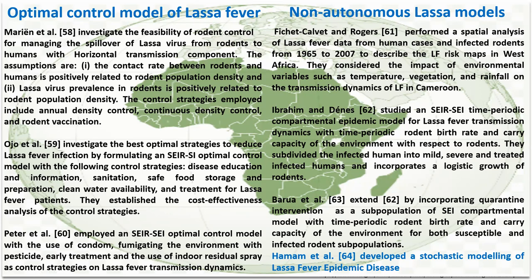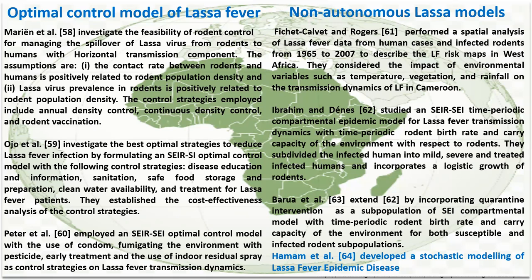Then Ibrahim and Dinas also studied a time periodic model. In their model, they consider an SIE model for the human population and an SEI model for the rodent population. They consider that the rodent birth rate is periodic. They also consider that the carrying capacity of the environment is periodic with respect to the rodent population, because they feel that rodents produce more during the rainy season. So they look at the carrying capacity because of the time that the virus usually occurs most.